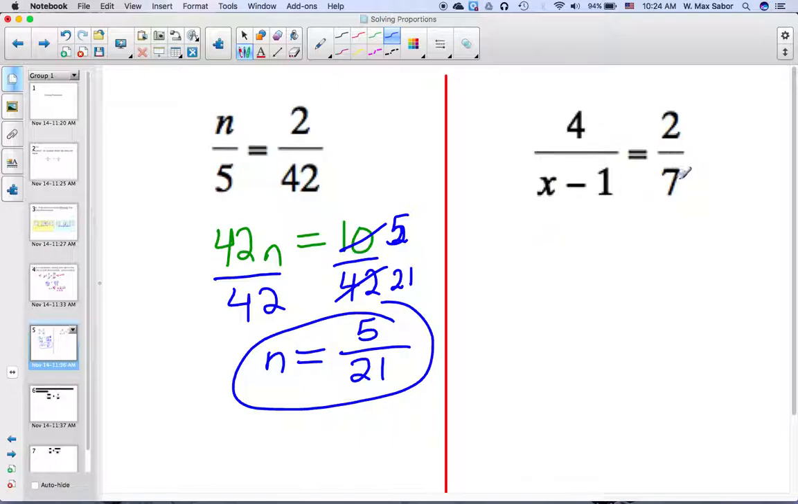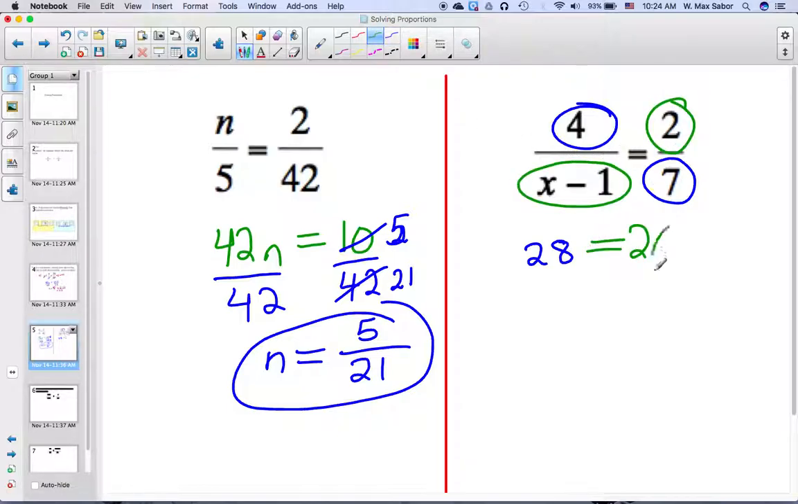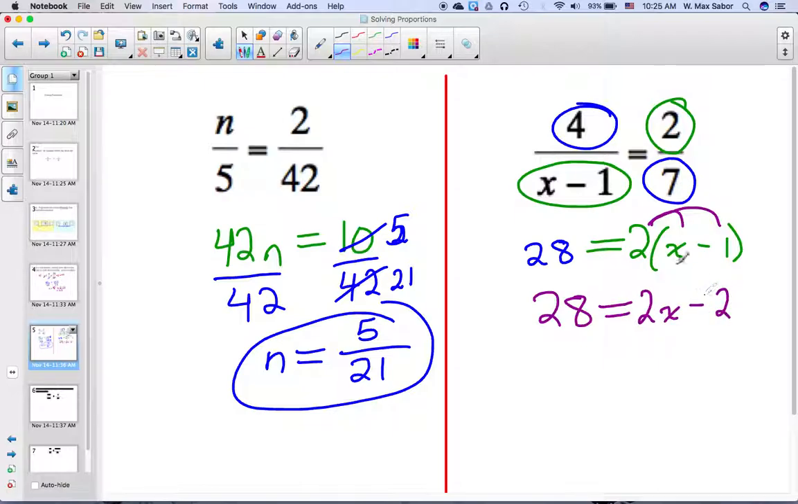Here, when we cross multiply, we're going to do 7 times 4, which is 28. And then I'm going to do x minus 1 times 2. And now if you're going to solve this, note that I put this in parentheses. You have to distribute the 2 to both pieces. So 28 equals 2x minus 2. We add 2 to both sides. So 30 equals 2x. Dividing by 2 gives us 15.